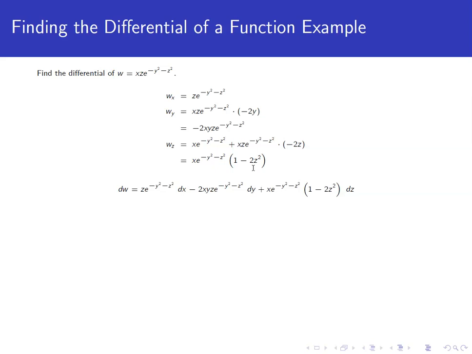So to write our differential, we write dw is equal to partial with respect to x times dx, plus partial with respect to y times dy, plus partial with respect to z times dz, and add those things together. So we get dw is z e to the minus y squared minus z squared dx, minus 2xyz e to the minus y squared minus z squared dy, plus x e to the minus y squared minus z squared times the quantity 1 minus 2z squared dz.